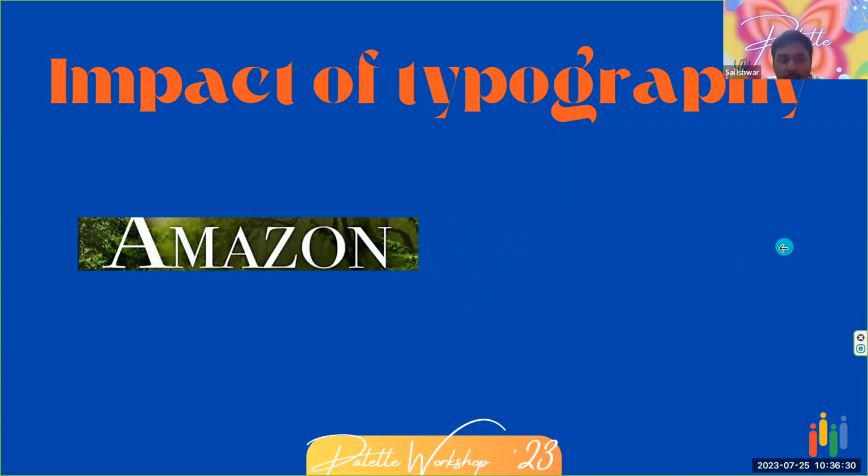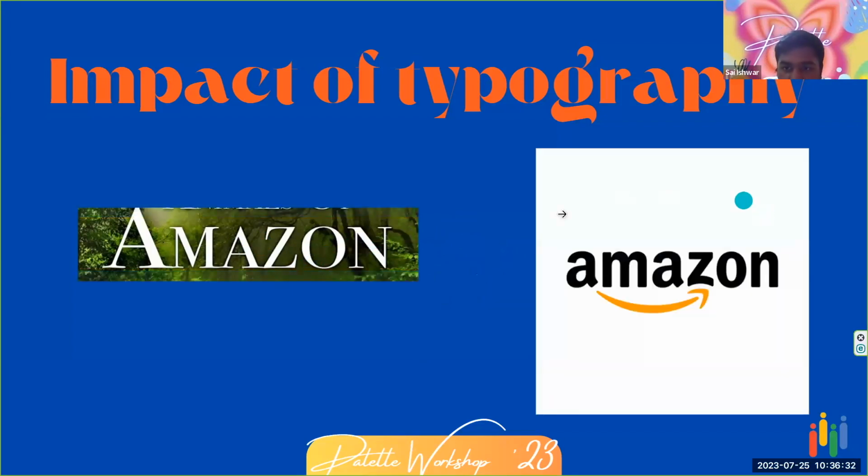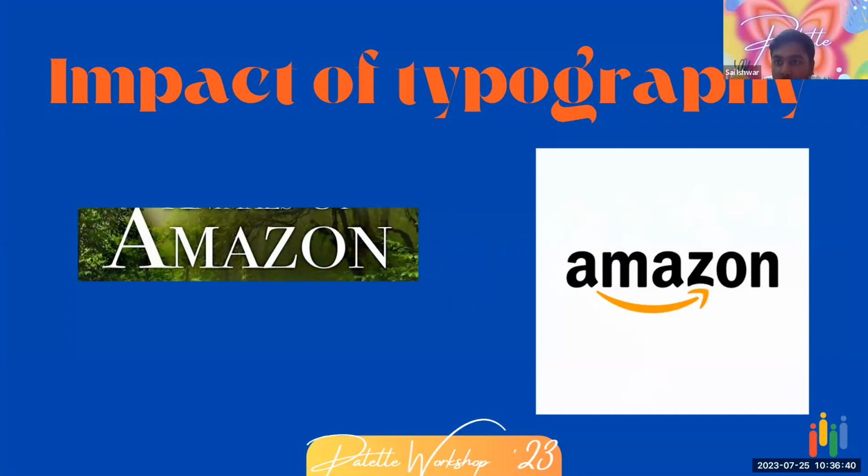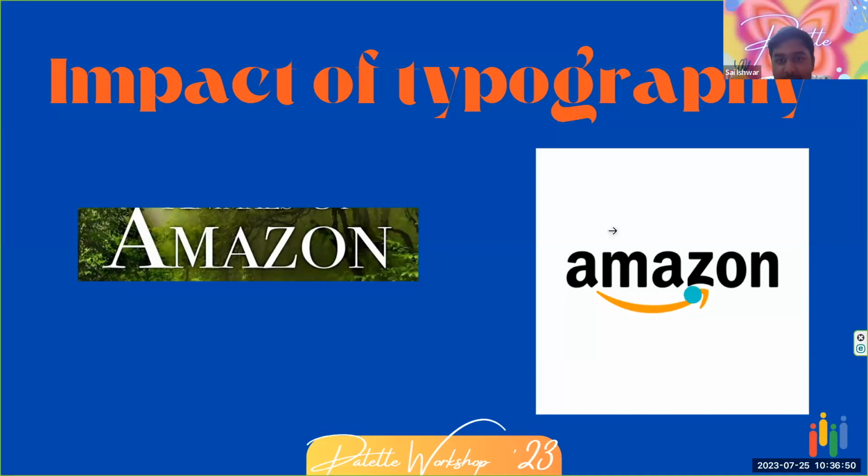Now, I'll ask you another question. What comes to your mind while seeing this? It is the same alphabets, Amazon. But what comes to your mind while seeing this? Like the shopping company. Shopping. Amazon, the shopping company. Yeah. So that is the difference. That is the impact of typography. They use the same alphabets, but due to their typography, you think about the website while seeing this, but not about the website while seeing this. So that's the impact of typography.